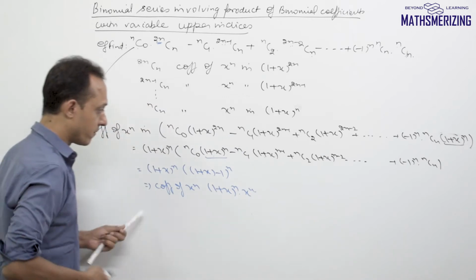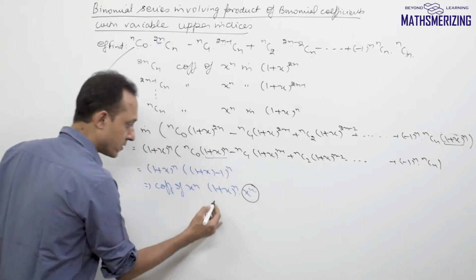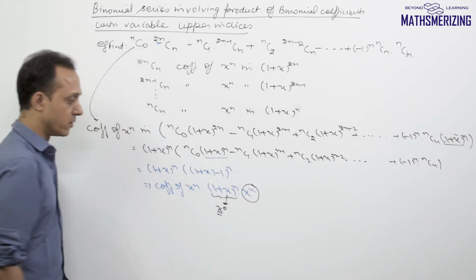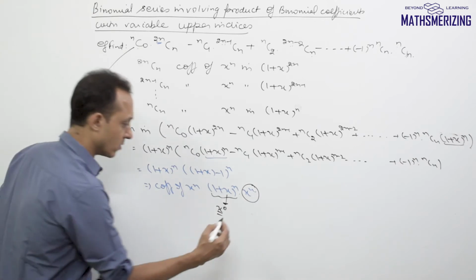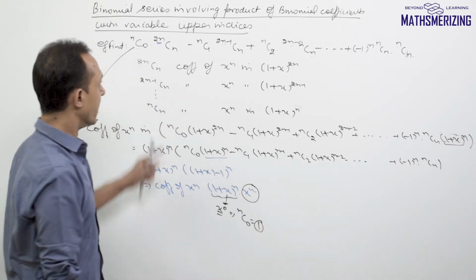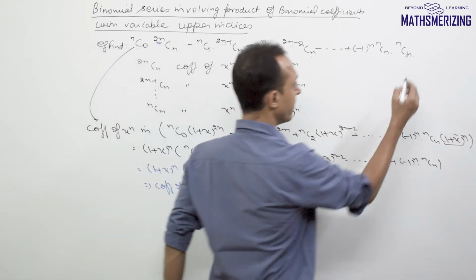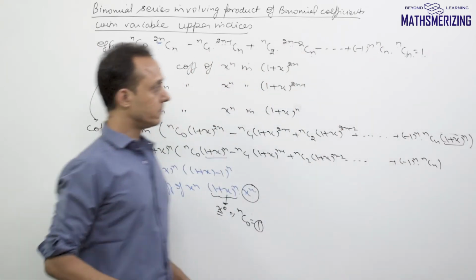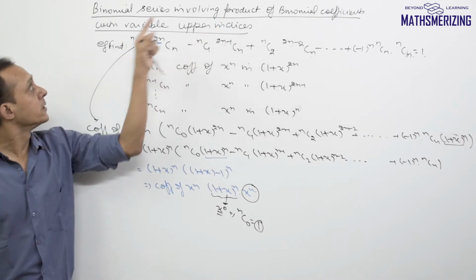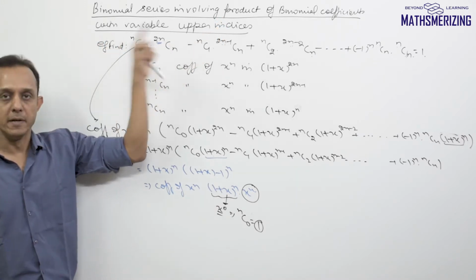Now since I already have this x to the power n, that means I need to get the coefficient of x to the power 0 from this series. So the coefficient of x to the power 0 will be nC0, which is 1. So the answer to this given series is simply 1. So this is how we solve questions involving binomial coefficients with variable upper indices.